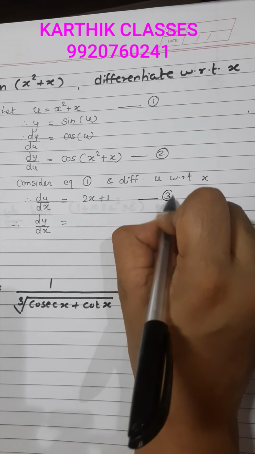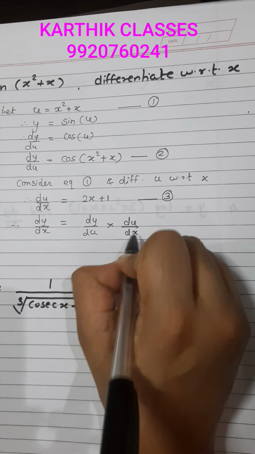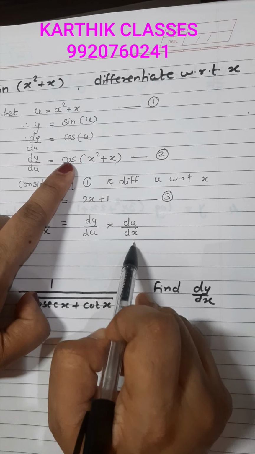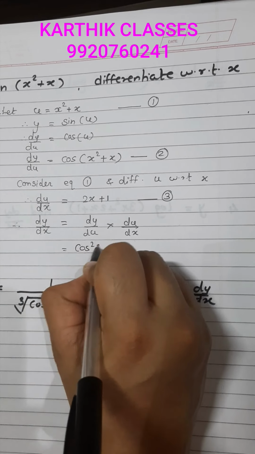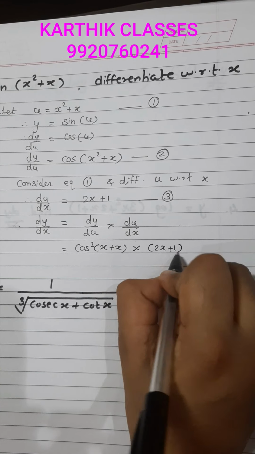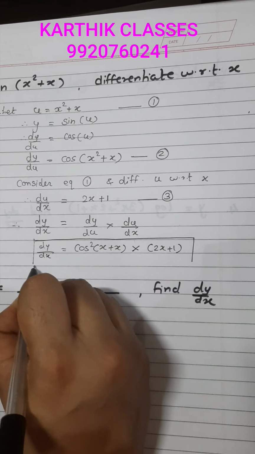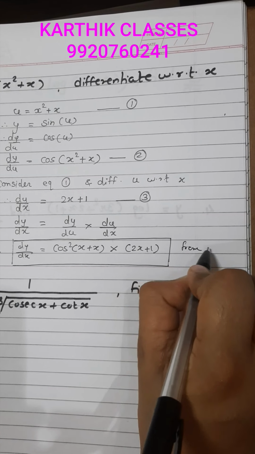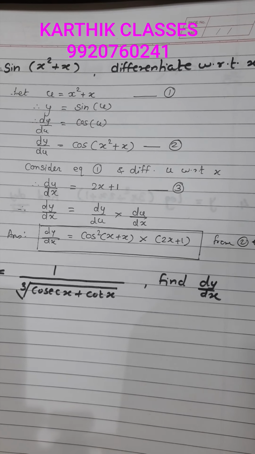Okay. So what we will do in the next step, as we have seen the formula, dy by dx is dy by du into du by dx. So consider dy by du from 2 and du by dx from 3. So we will be getting cos of x square plus x into 2x plus 1. This will be our final answer. Here you can write from 2 and 3. Okay, so I hope you have understood this one.